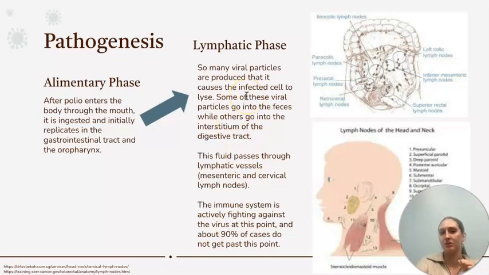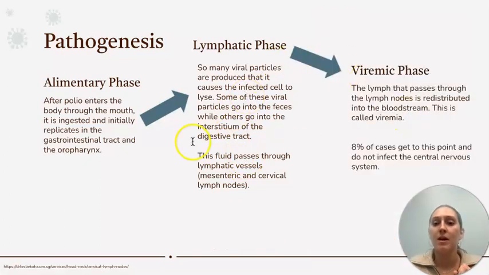So some cases don't progress past this. But that brings us to the viremic phase. So essentially the lymph that passes through the lymph nodes is redistributed into the bloodstream, and this is called viremia, emia meaning in the blood. So the virus is in the blood. 8% of cases get to this point, but it does not affect their central nervous system, and I'll talk a little bit about how it relates to the central nervous system.